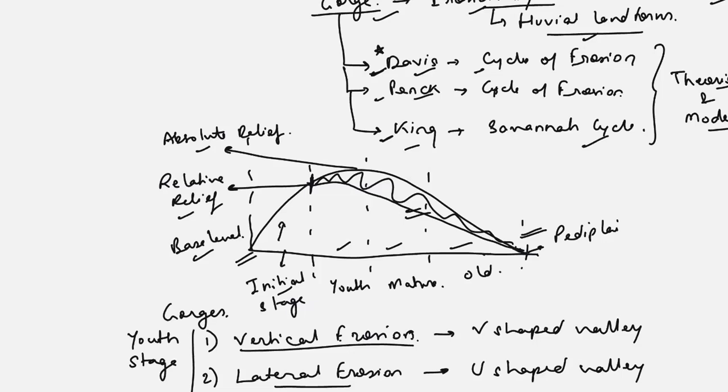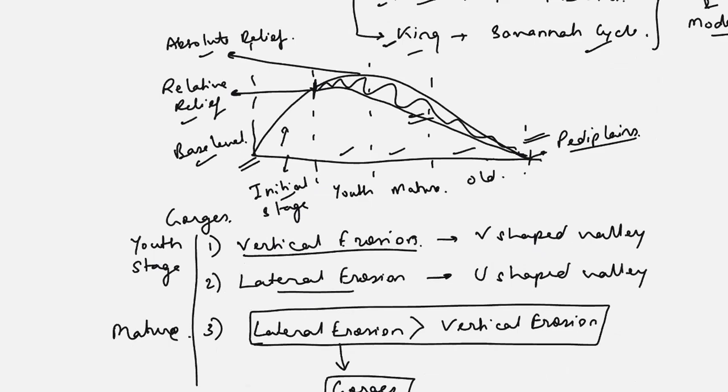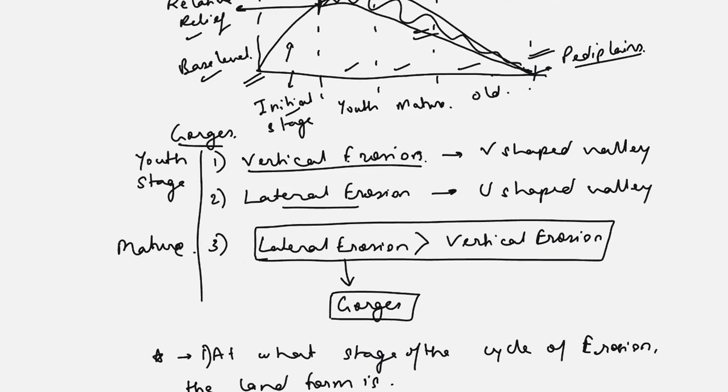Now, when we talk about the gorges under the Davis cycle, under the youth stage we first have vertical erosion, and lateral erosion is quite low. So this results in the formation of a V-shaped valley. Then the youth stage progresses further. There is an addition of lateral erosion, under which this V-shaped valley moves towards a U-shaped valley. So this is the stage where we get the U-shaped valley.